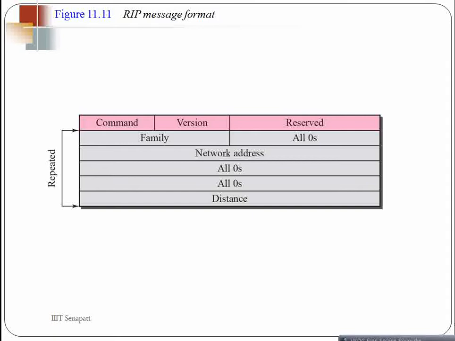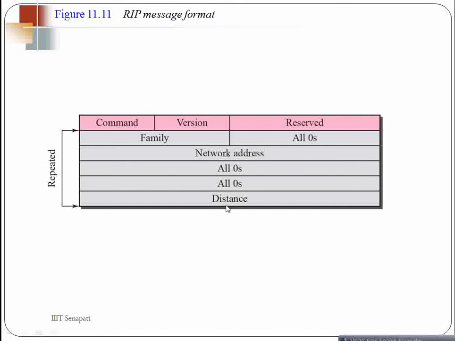Then it is a network address, right? The network address means the address of the destination network. For this, 14 bytes have been allocated. We know that IP addresses actually use 4 bytes, but still 14 bytes have been allocated to it. The rest of the field will be 0, no problem.